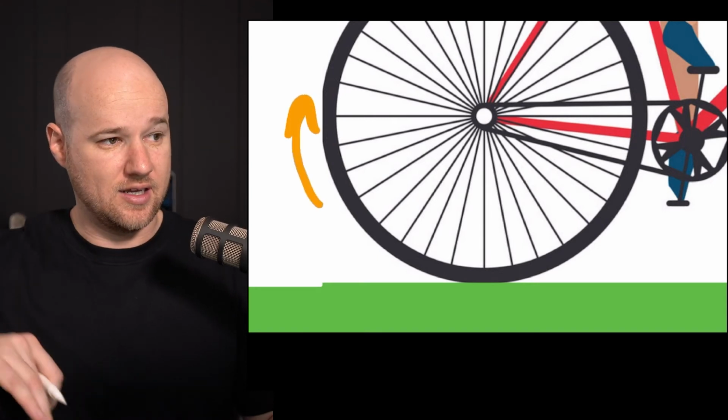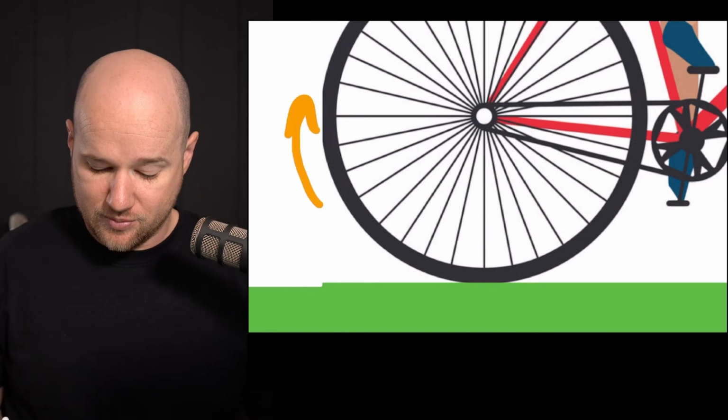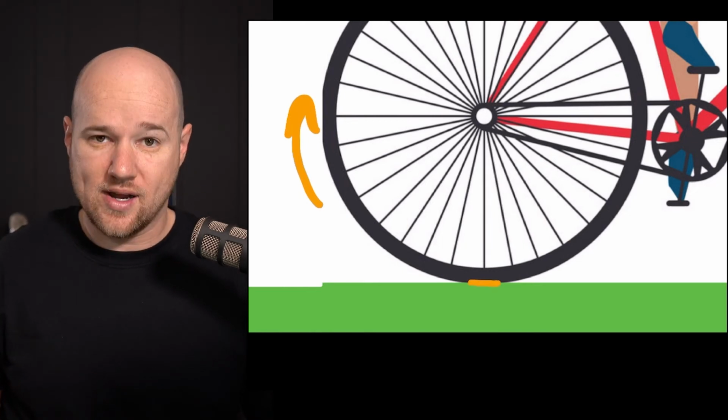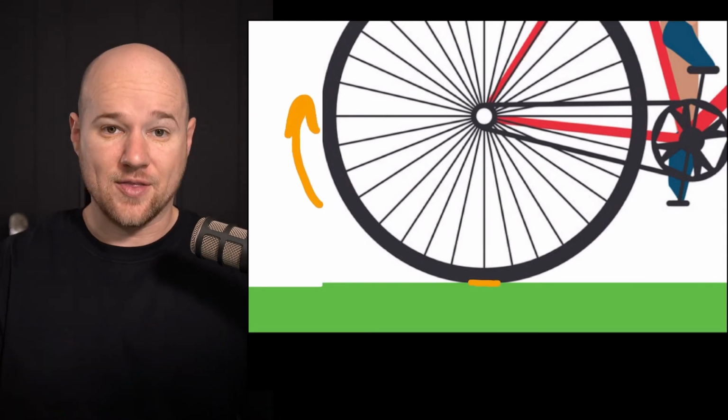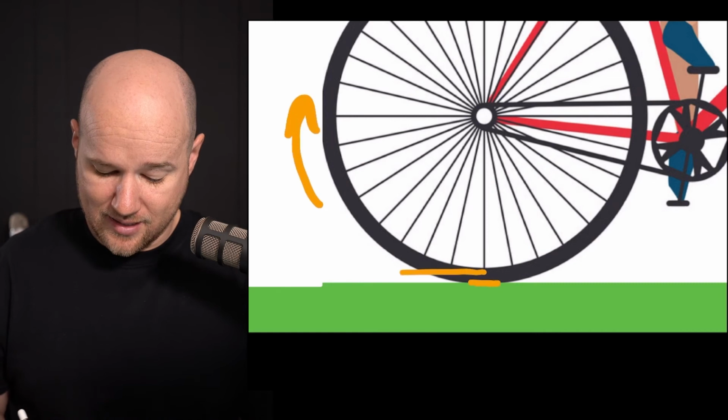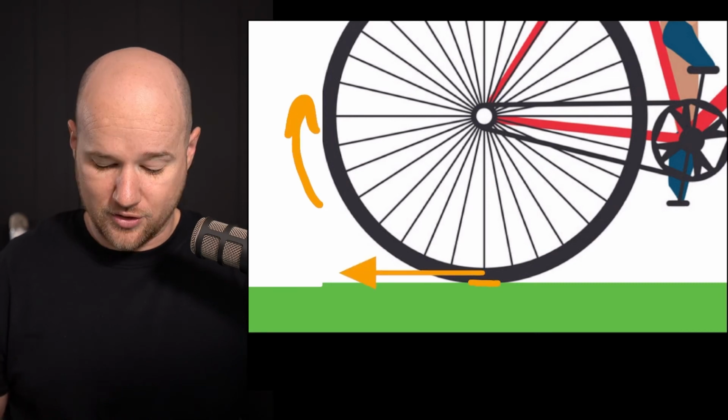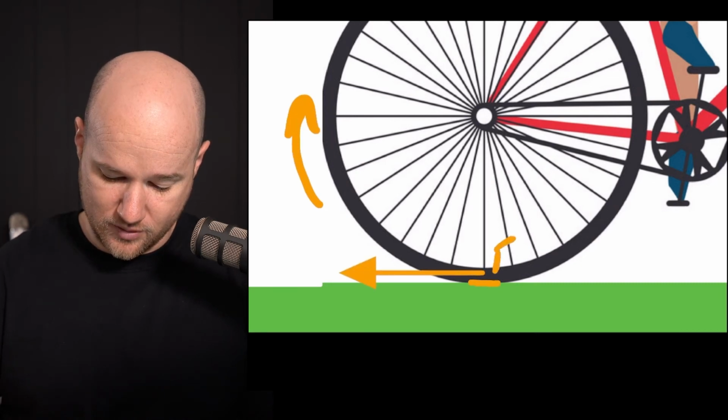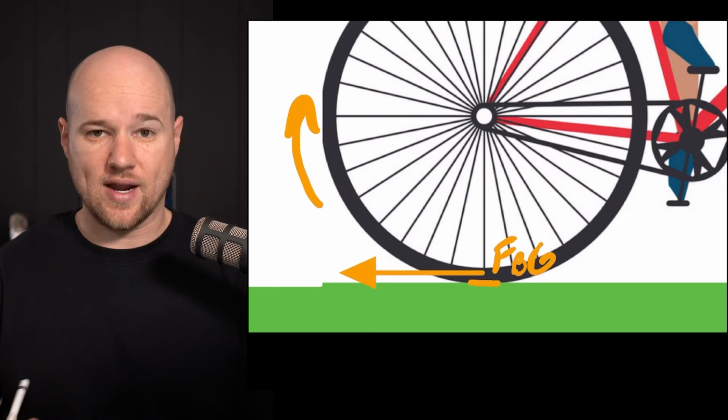You see, the tire is rotating in a clockwise direction, which means this connection point right here between the ground and the tire is very important. That's where all the force is being applied. Now, the back tire is applying a force backwards on the ground. So we can call this the force of the bike on the ground.